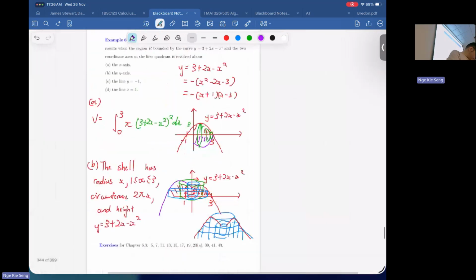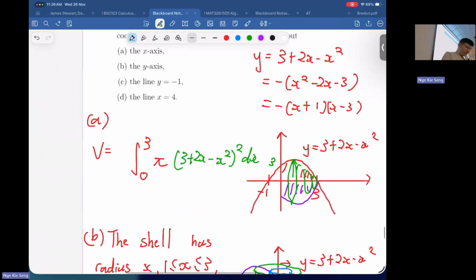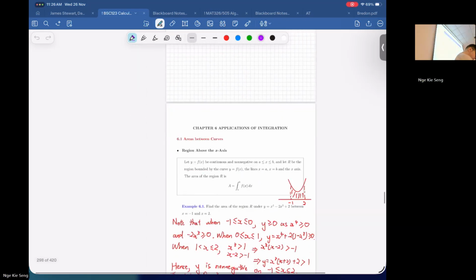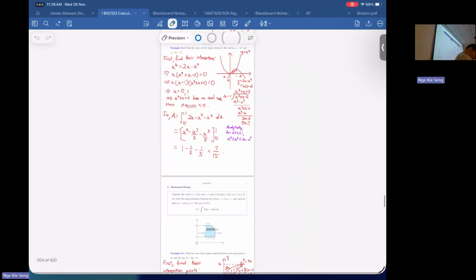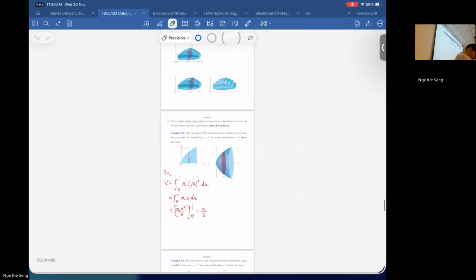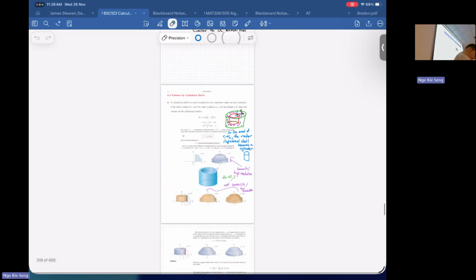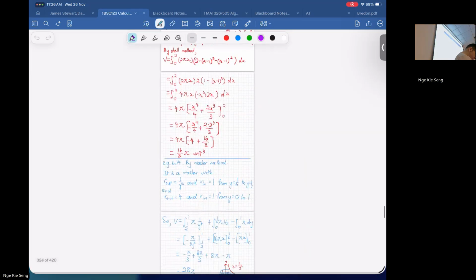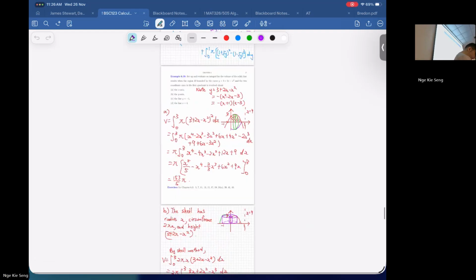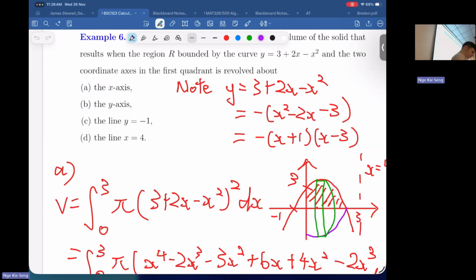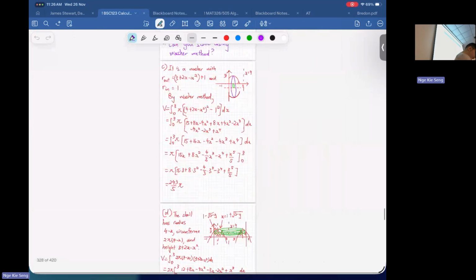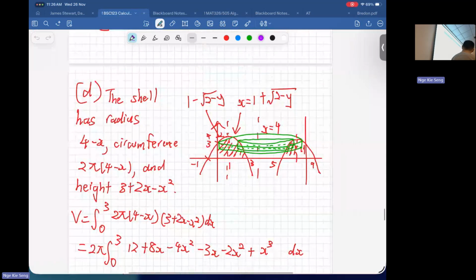Yeah, so this is for C. How about for D? For D, maybe I'm lazy to draw, I can show you what I have done. For D, the question is at x equals 4, which is a vertical line. So it is something here. So you rotate about x equals 4.